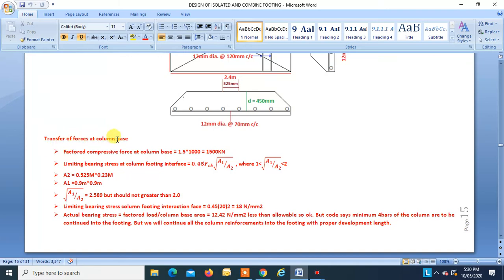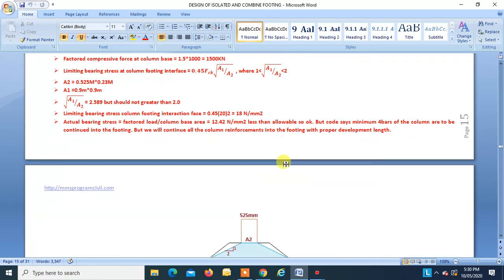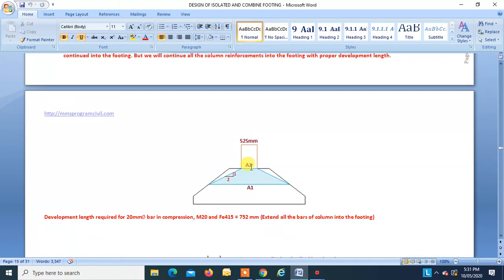Transfer of forces at the column base. The factored compressive force at the column base is 1.5 into 1000, that is 1500. The limiting bearing stress at the column-footing interface should be 0.45 fck into square root of A1 by A2, where this has to be greater than or equal to 1 and less than or equal to 2. So what are A1 and A2? A2 is the area under the column. And A1 is the area which has to be found by this one, by 2.